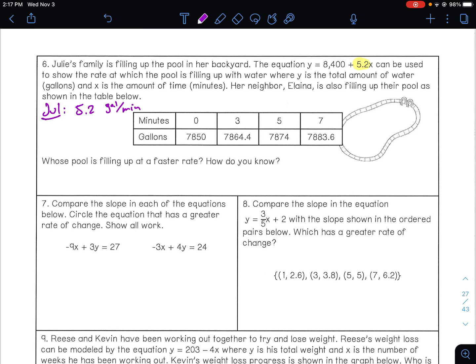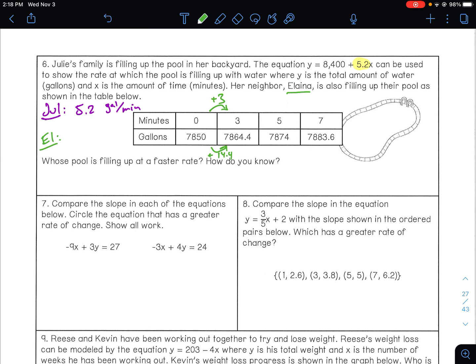And let me use a different color for her friend Elena. L is what we'll call her. The rate of change is, I actually don't know. Let me subtract 7864.4 minus 7850. I'm going to put that in my calculator. What is the rate of change? That's 14.4. And this is plus 3. So this goes up by 14.4 while that goes down by 3.